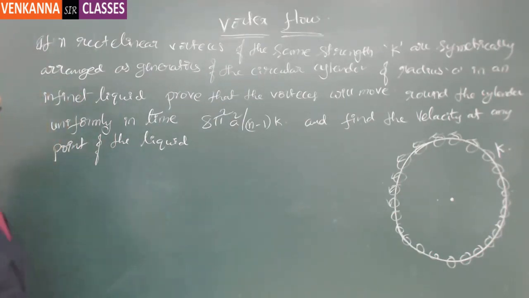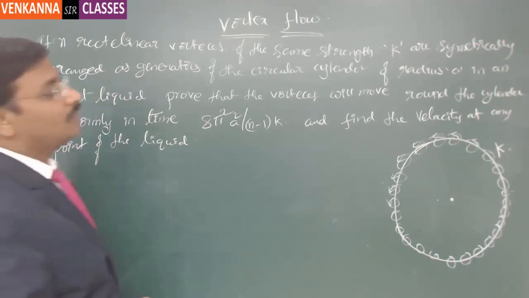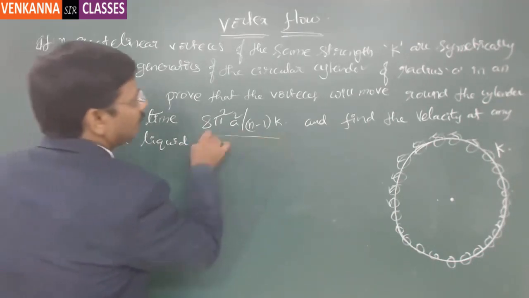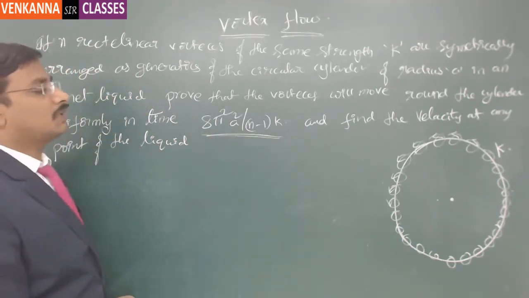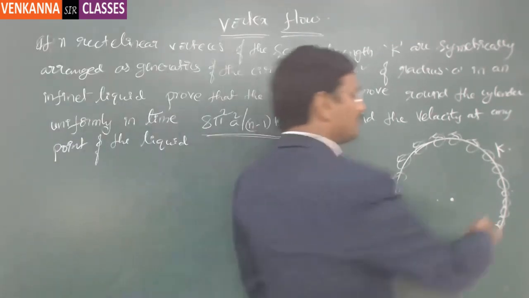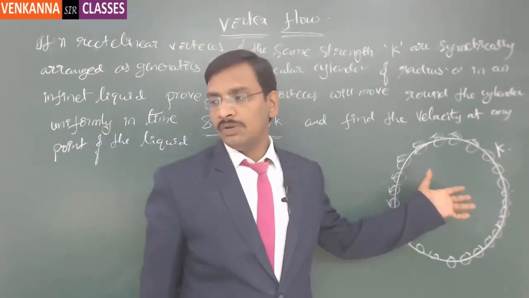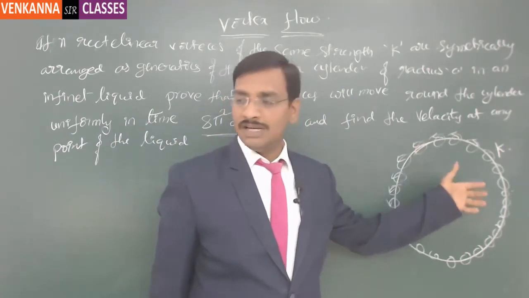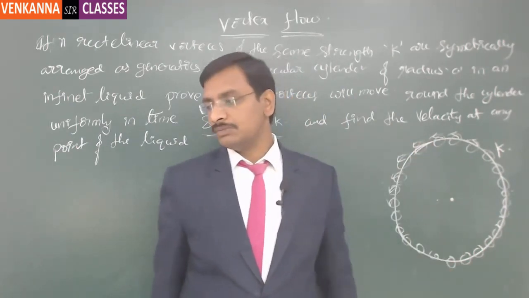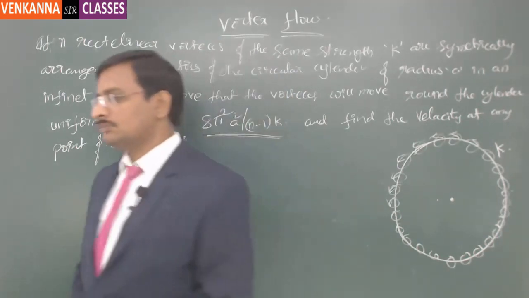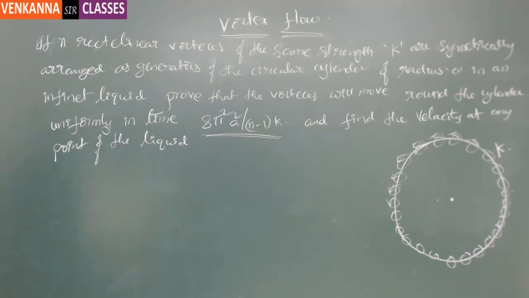In an infinite liquid, prove that the vortices will move around the cylinder uniformly in time 8π²a² by (n−1) times k. So if these kind of vortices are there, will they stay as they are, or will they move from one location to another location? I hope you understood the question. Will they stay as they are and rotate there itself, or will they move in some manner?